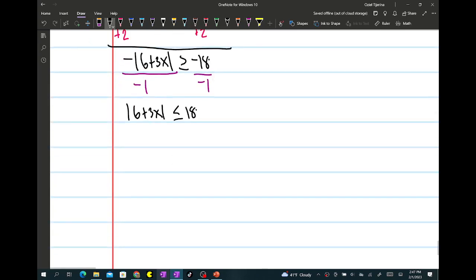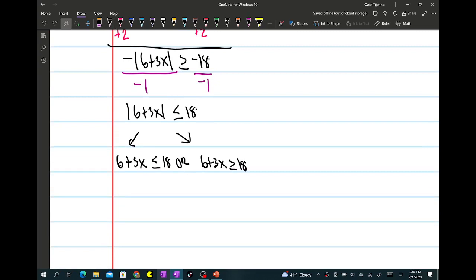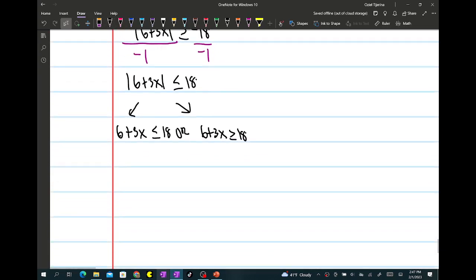to 18. And then finally, what we're going to do is put the two things that we would make this equal to. So we have 6 plus 3x is less than or equal to 18, or 6 plus 3x is greater than or equal to 18. We do that because, obviously, there's a rule, right? And if you guys don't know that rule, I would really recommend that you look it up. But basically, you make it less than or equal to or greater than or equal to the positive or negative number. It's supposed to be negative 18.